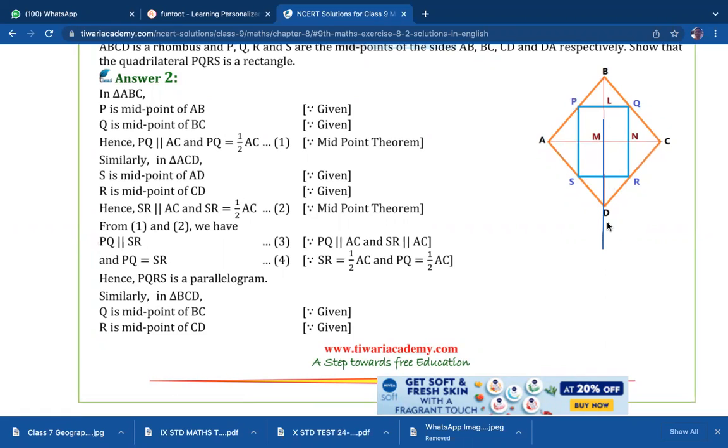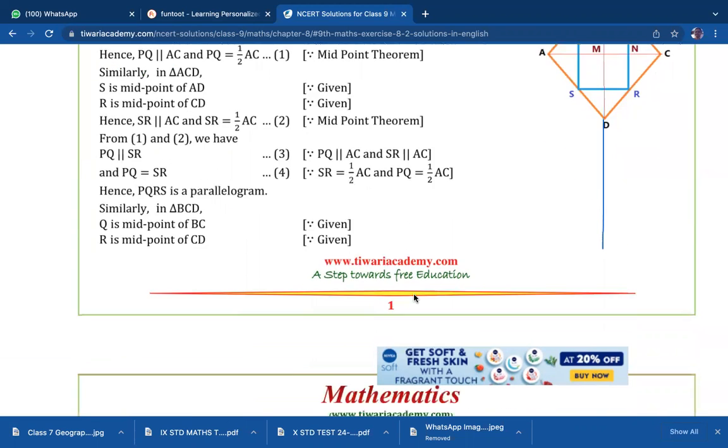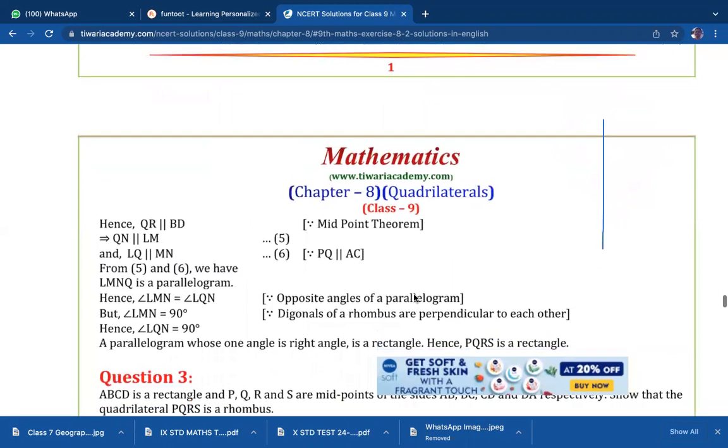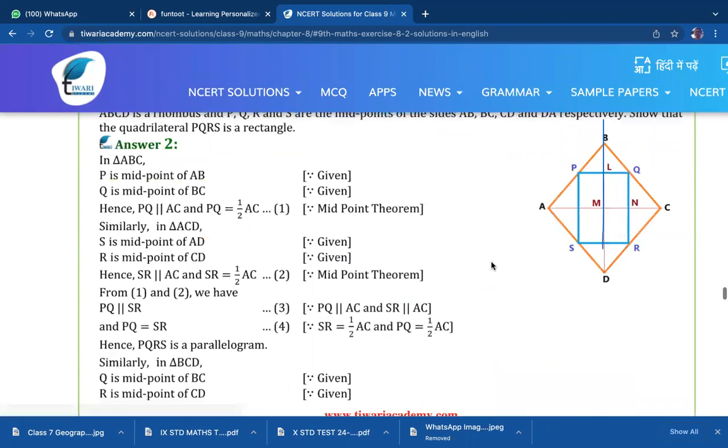Now this is the left part. Now let me go to the right part. The right part is triangle BDC. In that, Q and R are the midpoints. The line joining QR is parallel to BD and is also half of it. So you come back to the same, with the diagonal AC. What you have seen is PQ and SR. PQRS is a parallelogram.